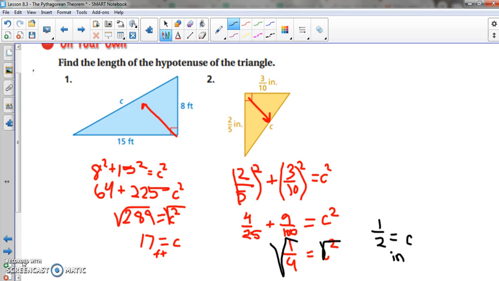If you take a look at the work up on the board, the 8 and the 15 would be the legs in problem for question number 1, and I have the c as being all by itself for the hypotenuse.